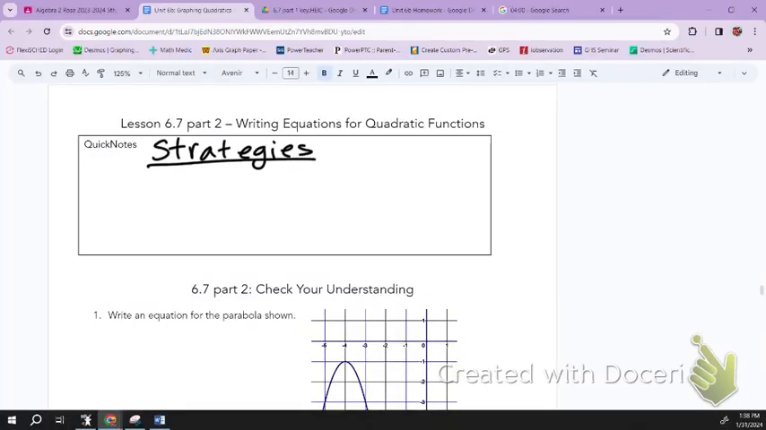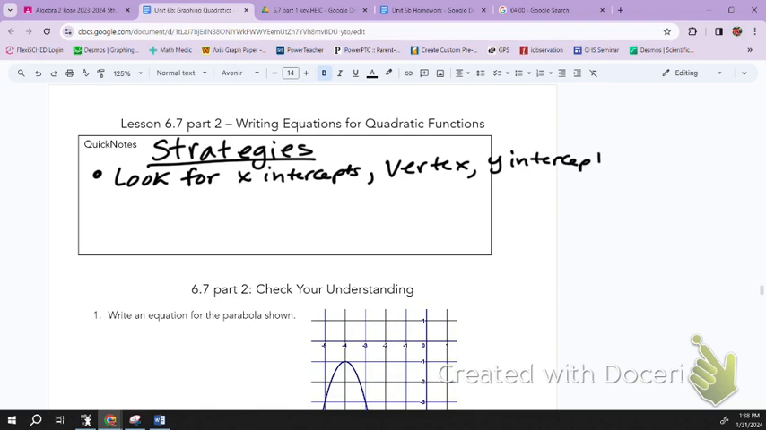Here are some strategies. When you're looking at the graph, look for x-intercepts. Those are some special points. We could write it from factored form. So look for x-intercepts. What's another special point we could look for? The vertex. Could also look for the y-intercept. These are all clues we could take from the graph to write the equation.